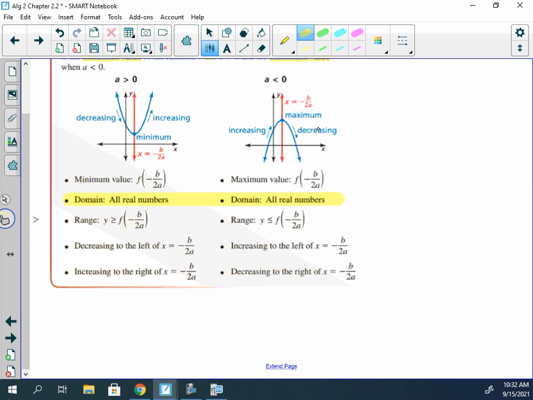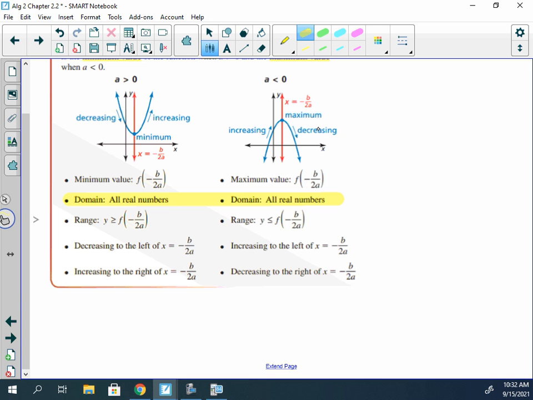On both of these here, the domain is all real numbers. And really for most functions, higher degree polynomials, the domain is going to be all real numbers. Because the domain is the values we can plug into the function itself. Because until we hit rational functions and radical functions, really the domain is going to be all real numbers. We can plug anything in.